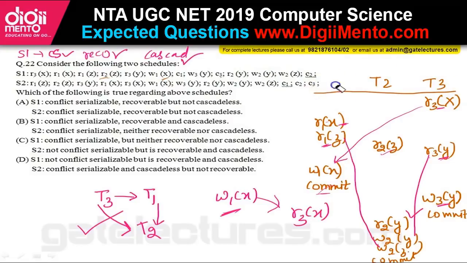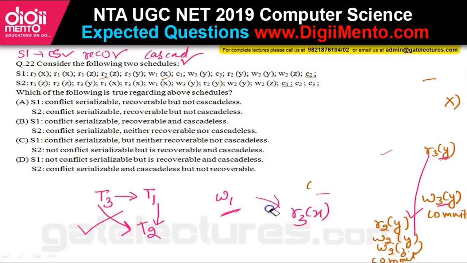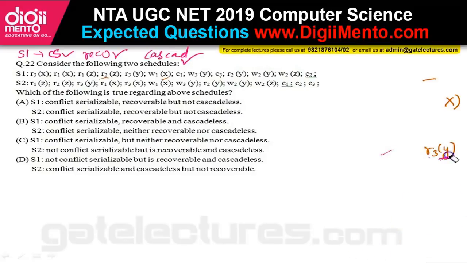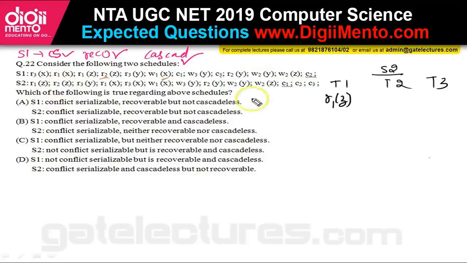Now let's look at S2. It is looking lengthy, but for the sake of explaining, I am doing it step by step. When you do it on your own, you don't need to write everything. Okay, so let's do S2. Here also we have three transactions. So first I'm performing R1Z, then I'm performing R2Z, no problem, they are just reading, and R3Y.